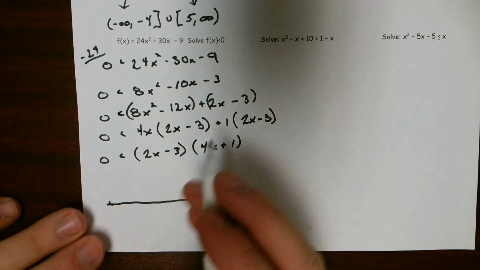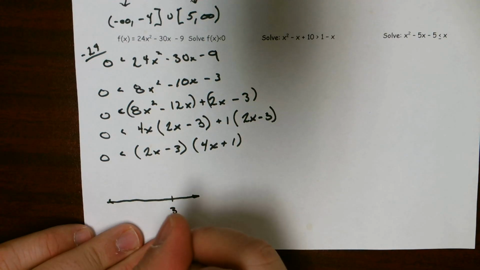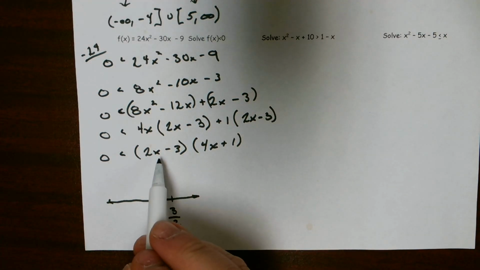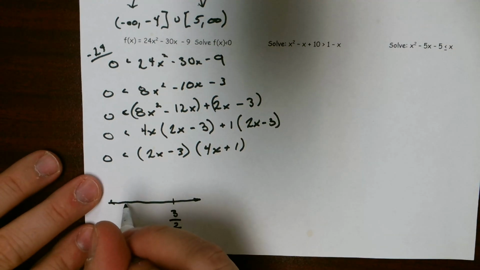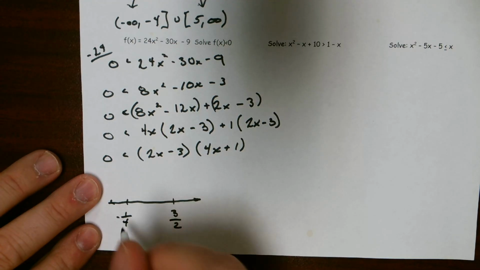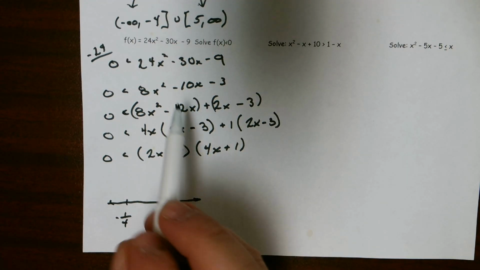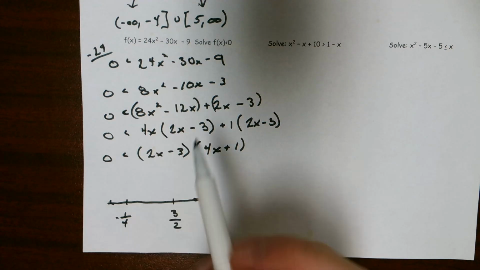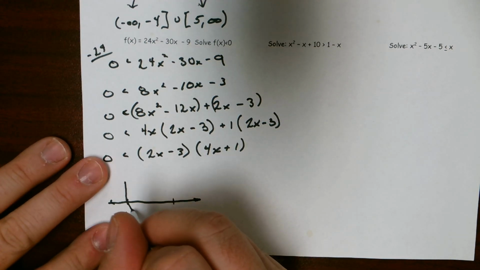So we have a 0 at 3/2 from this factor, and a 0 at negative 1/4. We have a quadratic that's opening up, so it looks like this.